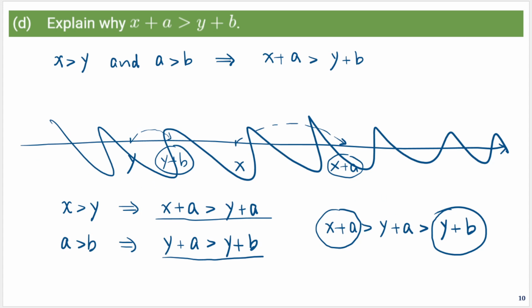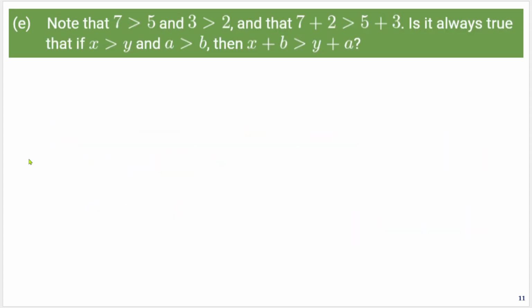If you don't have any questions, let's have a look at the last question, E. Is it always true that if x is greater than y and a is greater than b, then x plus b is greater than y plus a? Is it true or not?